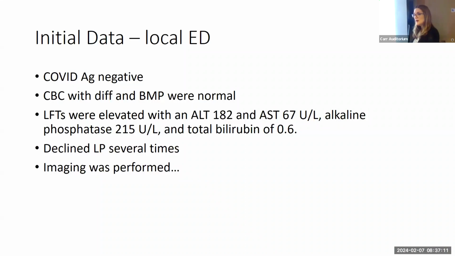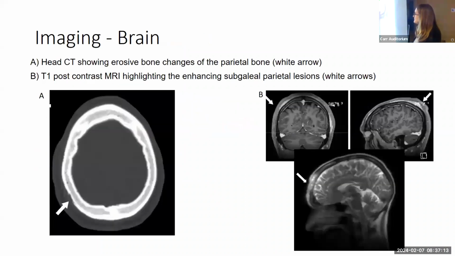So they decided to go ahead and perform some imaging. And here was the first set of images. So they did an initial CT scan that showed these unusual erosive bone changes. And you can see on the left just an example of one of the changes in the parietal lobe. And this prompted them to get additional imaging with an MRI. And you can see even more findings here on the right.